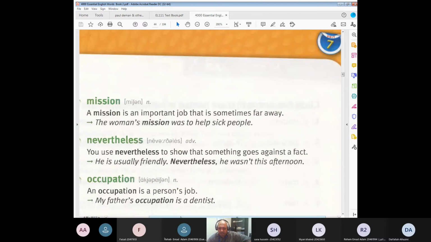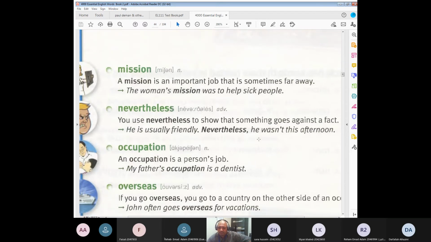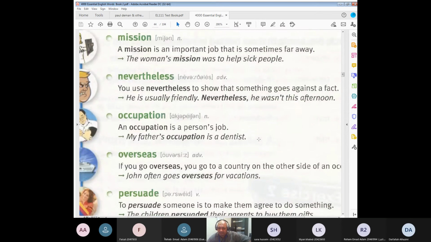And then you have the word mission. And like we said, a mission is an important task or job. The woman's mission was to help sick people.